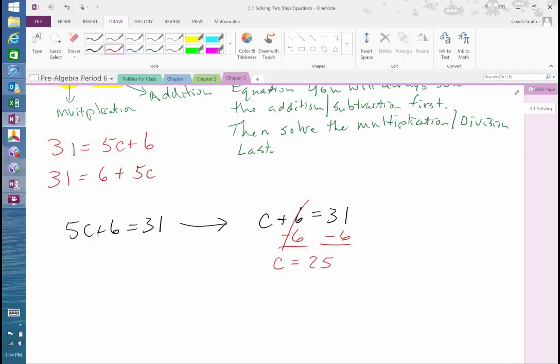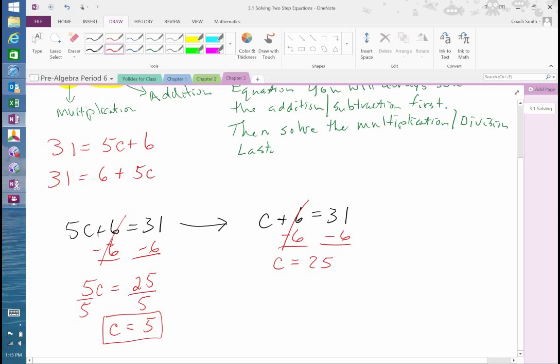Then the second step becomes, so here's what it would look like over here. That cancels, leaving me with 5c equal 25. Okay? So 5c, we divide by 5, divide by 5, c is equal to 5. Okay?